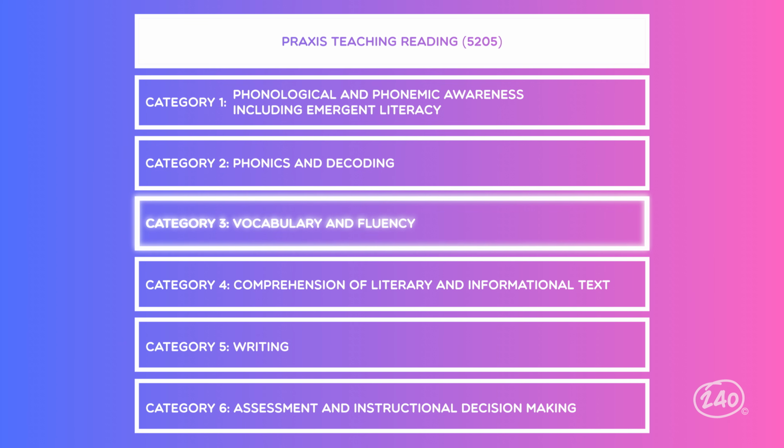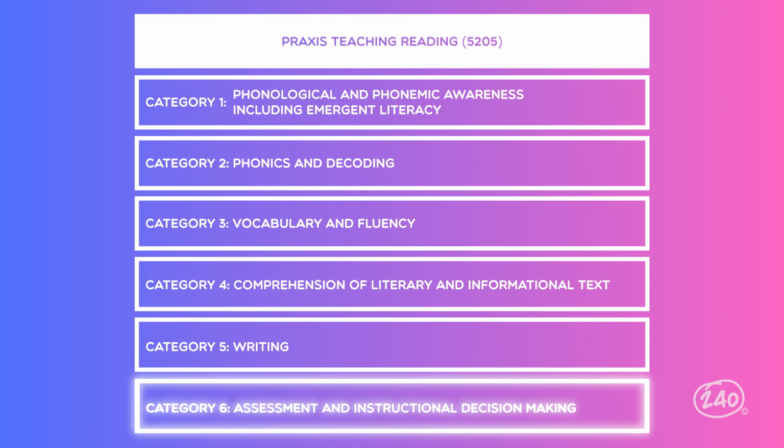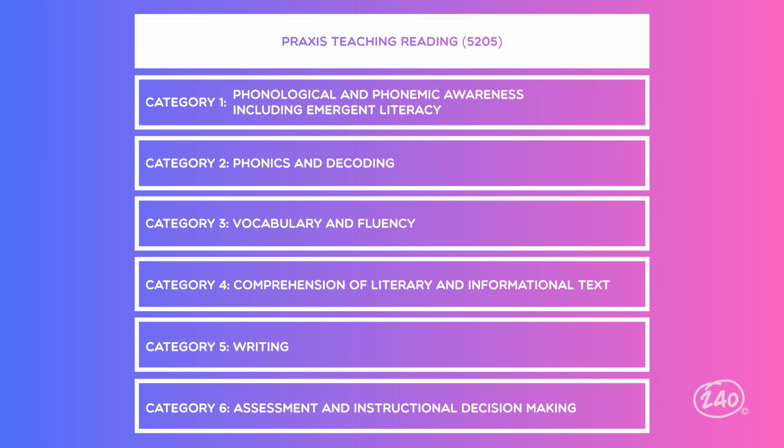Now, the Praxis 5205 exam consists of 6 content categories: phonological and phonemic awareness, including emergent literacy, phonics and decoding, vocabulary and fluency, comprehension of literary and informational text, writing, and assessment and instructional decision-making. The first 5 categories pretty much align with how children progress through the stages of learning to read, so we'll go over them in order. They each consist of multiple choice questions, with the vocabulary and fluency and comprehension categories having slightly more questions than the others. The last category consists of 3 constructed response questions, or CRQs.